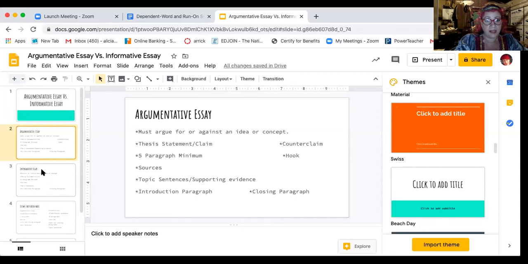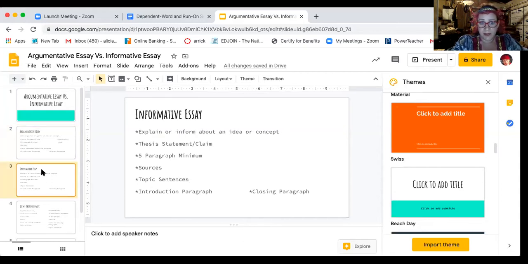Okay. So now let's go on to informative essay. Informative essays explain or inform about an idea or concept. You don't have to argue anything. You just have to explain about it. Okay. Give people information. It still should have some sort of claim so people know what you're going to be talking about. Like, are you going to be talking about Nazi Germany in World War II? You need to let your audience know exactly what you're going to be talking about.